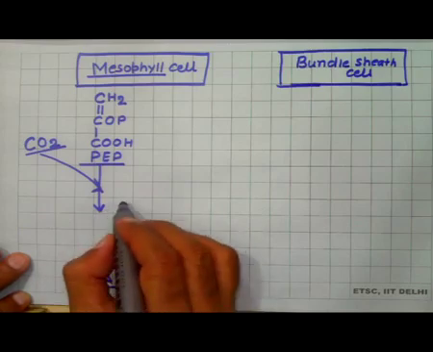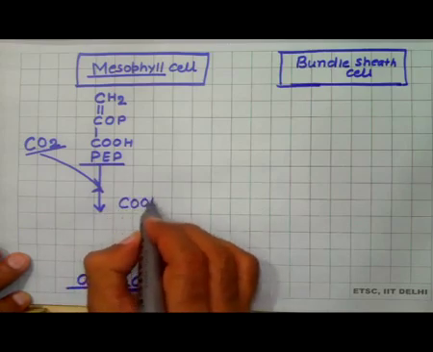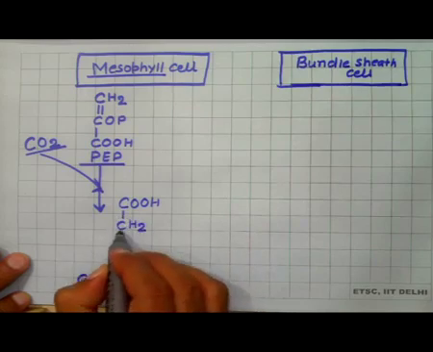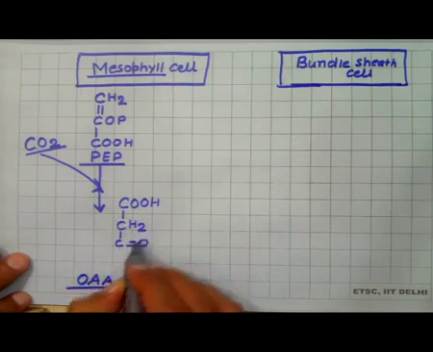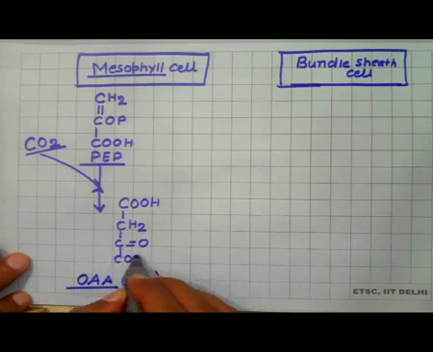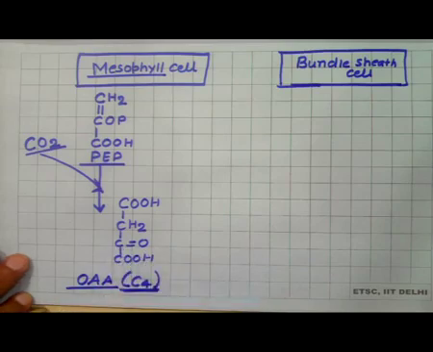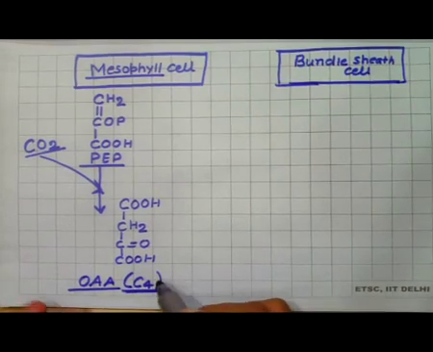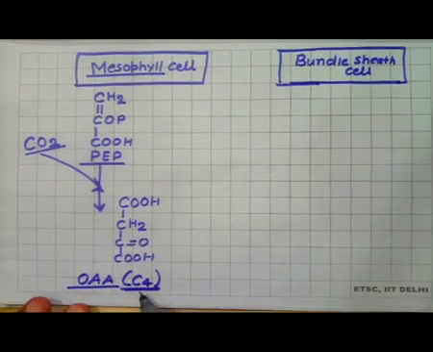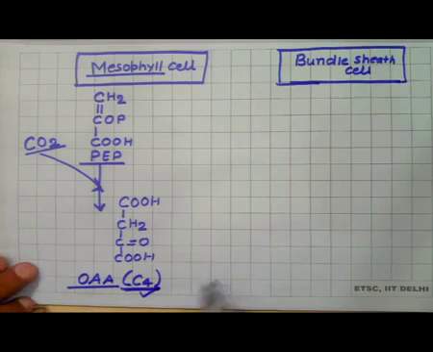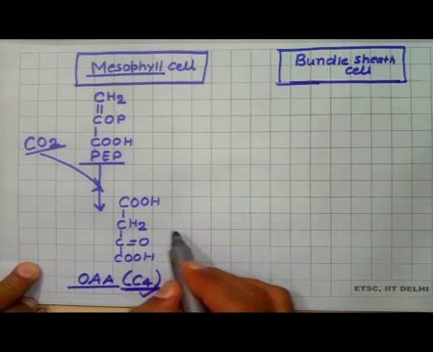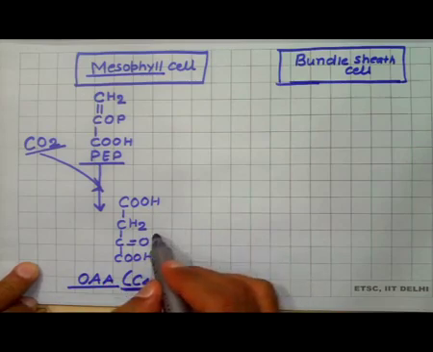Here is the structure of OAA: COOH, CH2, C double bond O, COOH. This is oxaloacetic acid. The first stable compound is oxaloacetic acid. So, the cycle is called C4 cycle. Now, this occurs in the mesophyll cell. Here there are two options.